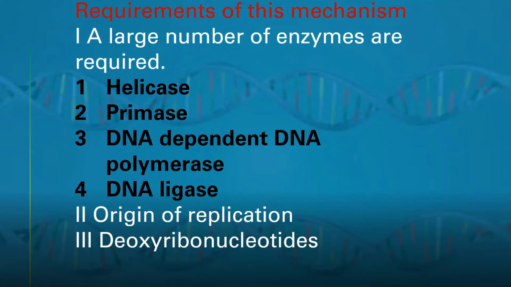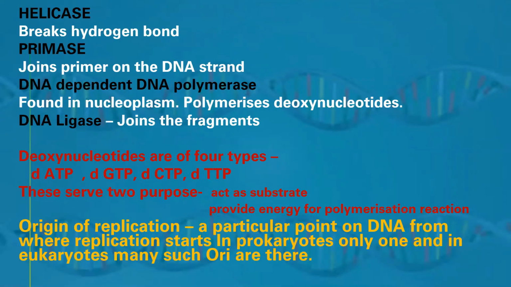The enzymes required for this process are helicase, primase, DNA-dependent DNA polymerase, and DNA ligase. All these are present in the nucleoplasm, so DNA replication occurs in the nucleus of the cell. Now, the helicase enzyme breaks the hydrogen bonds present between the nitrogenous bases. These bonds hold the two strands of the DNA together. So when helicase breaks the hydrogen bonds, the two strands get separated.